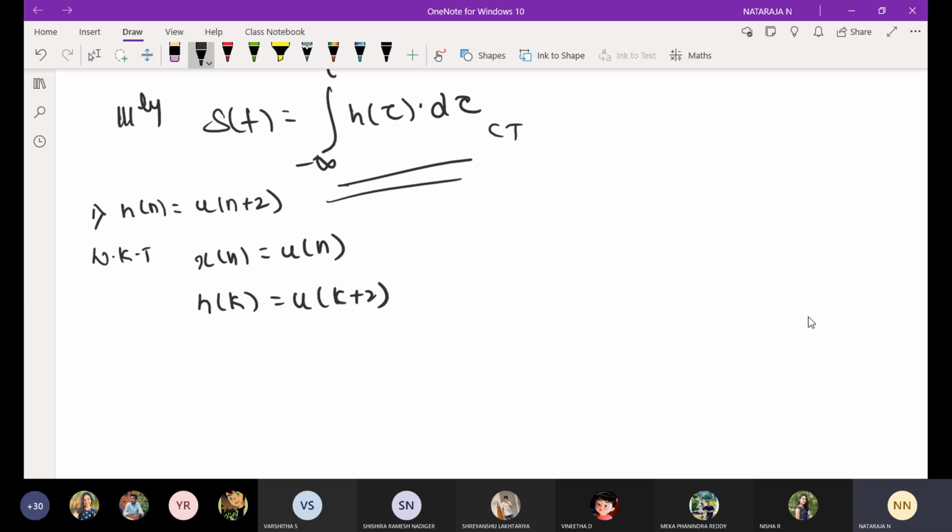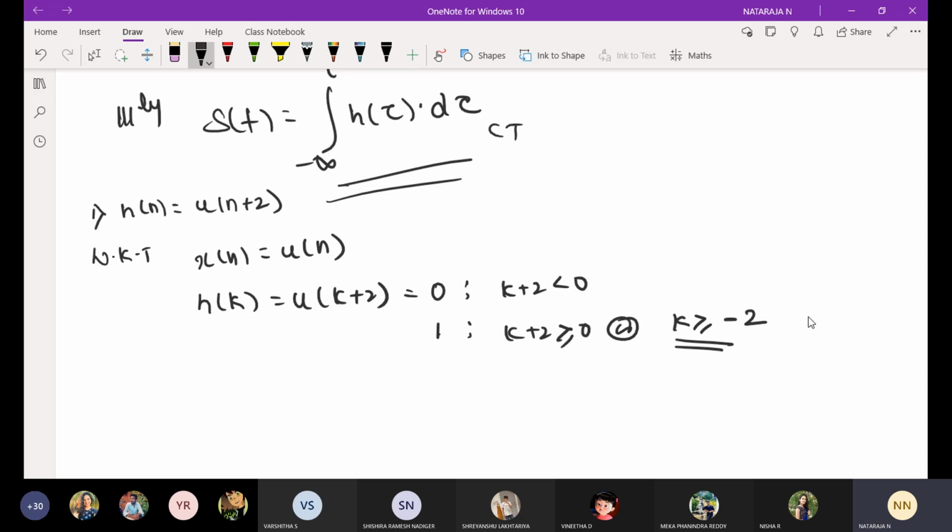If it is the unit step function, it is 0 when k plus 2 is less than 0, and 1 when k plus 2 is greater than or equal to 0. Or we can write, sending this 2 to the right side, k will be greater than or equal to minus 2. Or you can take minus 2 is less than or equal to k also. No issues. We got the limit: it starts at minus 2 and ends at n.